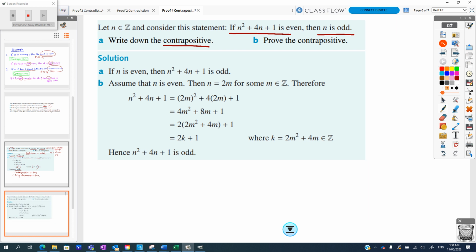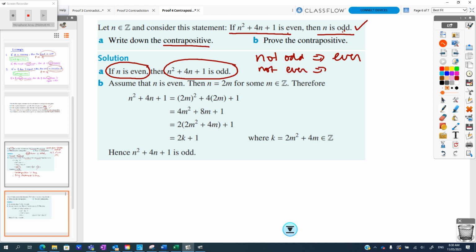So again, not being odd is being even, and not being even is being odd. So this is where you start. Not odd leads to even. Not even leads to odd.